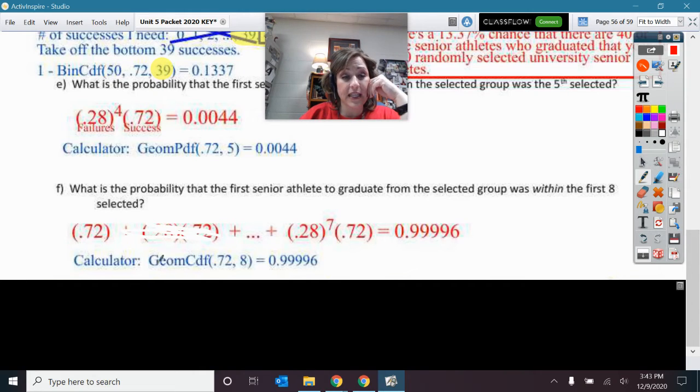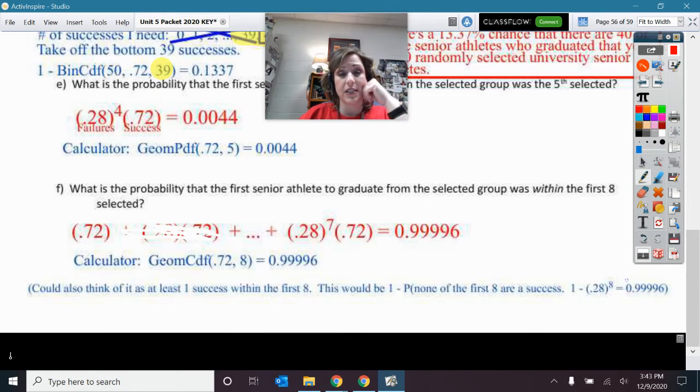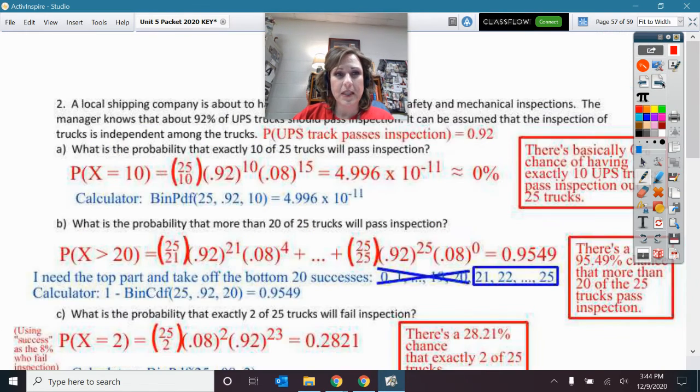But when I calculated it, I used geometric CDF of 0.72 with the 8th place as the success. This is interesting. I could also think of it as 1 minus the probability that none of the first 8 are successes. That's not registering in my mind right now, but if you had thought about it that way, you could do that as well. All right, next page.